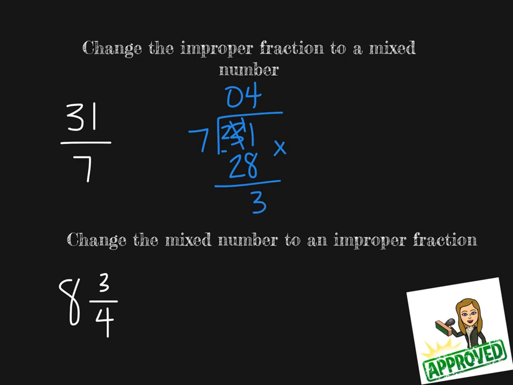So the new fraction I'll make, remember the 3, the remainder becomes your numerator. Denominator stays the same, just like it was for the improper fraction. So the new mixed number would be 4 3/7.